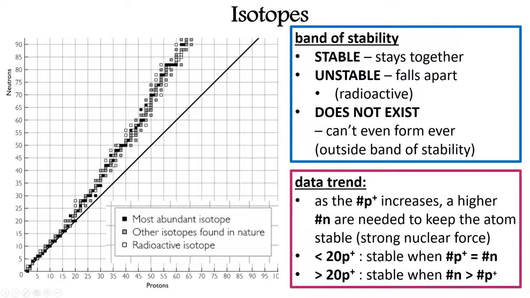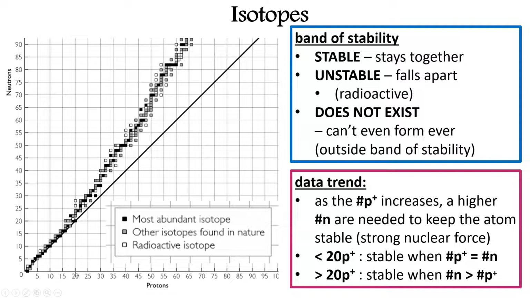But it's not happening at a one-to-one ratio, right? What's happening is that the higher up you get in your protons, the more and more and more neutrons are required in order to get a stable atom, right? That's what you're seeing with the band of stability. These are stable atoms.